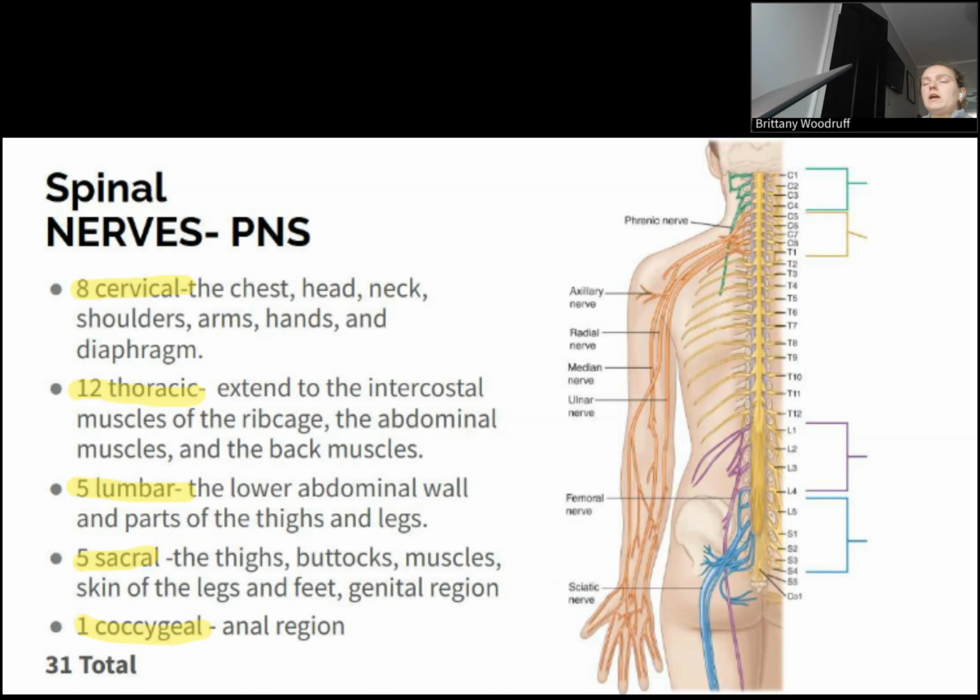And lastly, you have your coccygeal nerve. There's only one. You guys remember the coccyx is that teeny tiny little thing at the bottom there, so it makes sense that there's only one nerve. That is going to control your anal region.